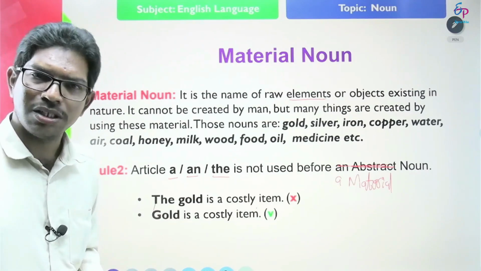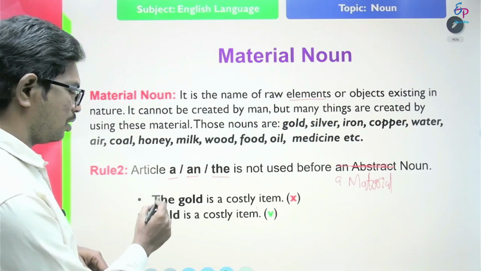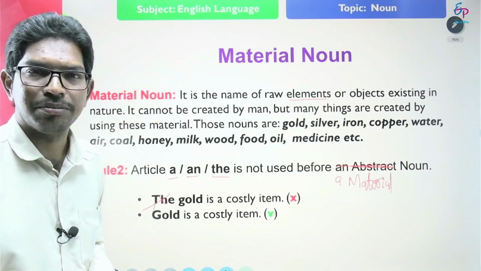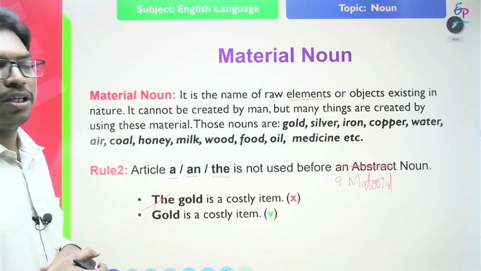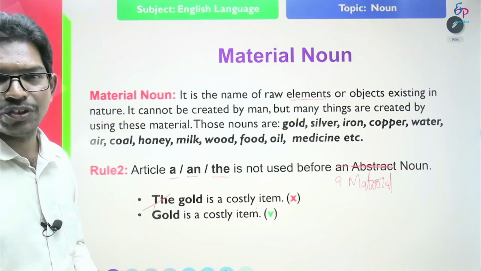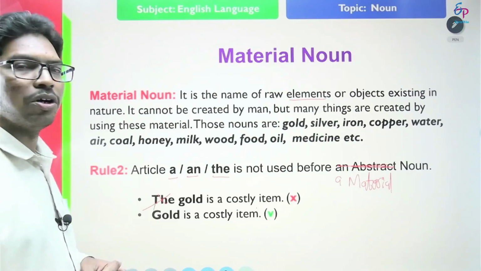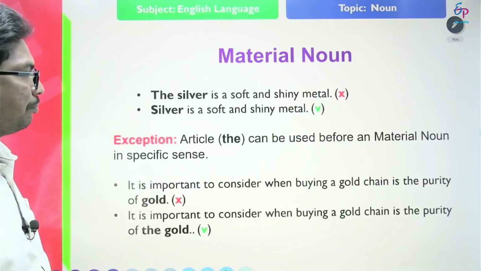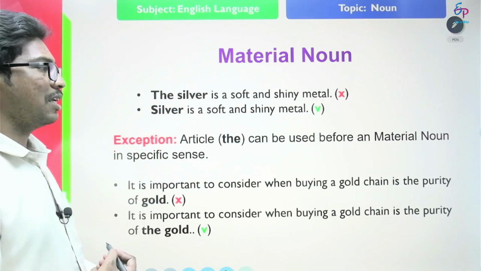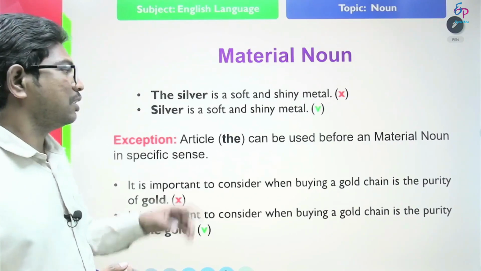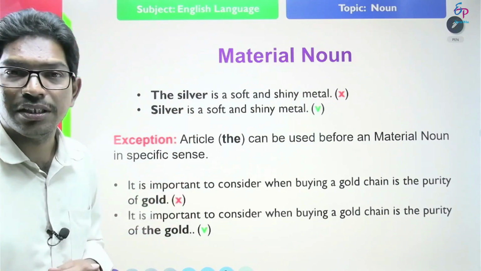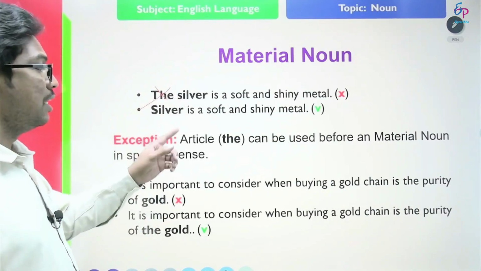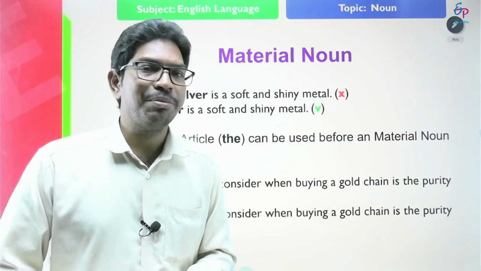Simply because gold is a costly item, the gold is a costly item is wrong. Simply we can say it is a general sense. So gold is a costly item. The gold is a costly item is wrong. Here we are talking in a general way, general sense. So the gold is wrong. Just gold is a costly item. Look at another example. The silver is a soft and shiny metal. So it is spoken in general sense. The silver is wrong. Just simply say silver is a soft and shiny metal.